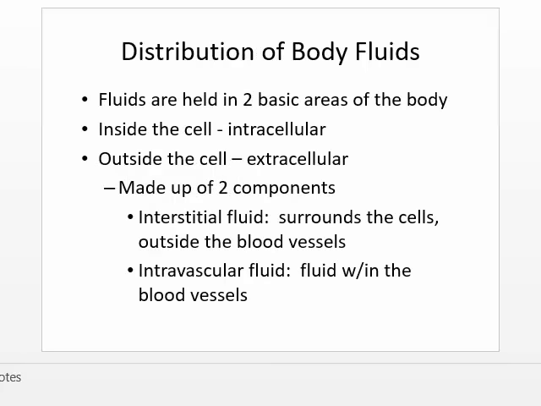So let's look at the distribution of body fluids. Fluids are held in two basic areas of the body: inside the cell, which is intracellular, and outside the cell, which is extracellular. The extracellular is made up of two components: interstitial fluid, which surrounds the cells outside of the blood vessels, and intravascular fluid, which is fluid within the blood vessels.